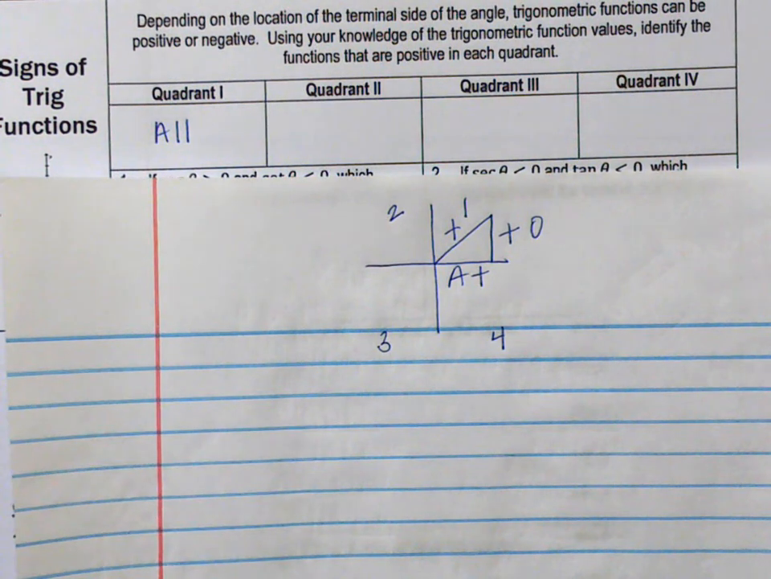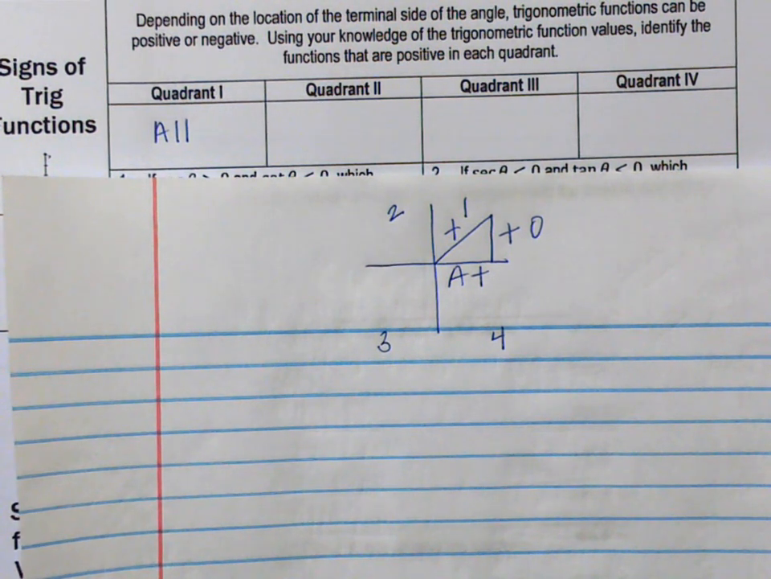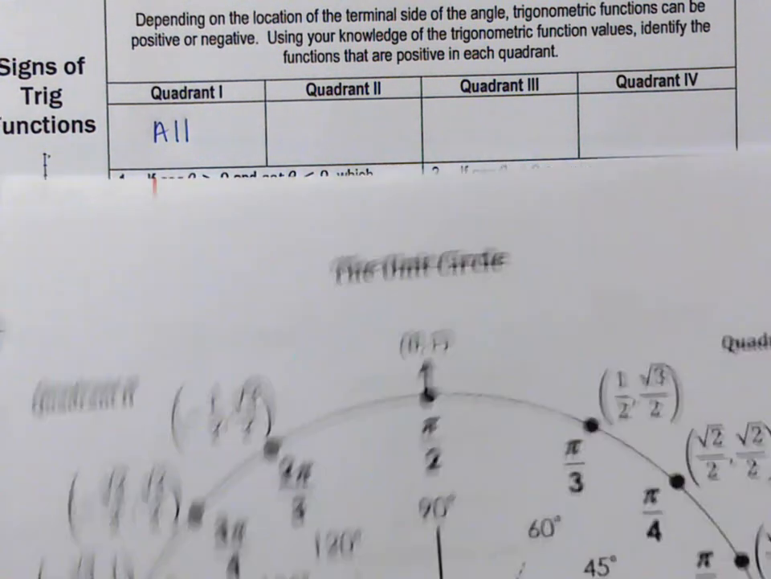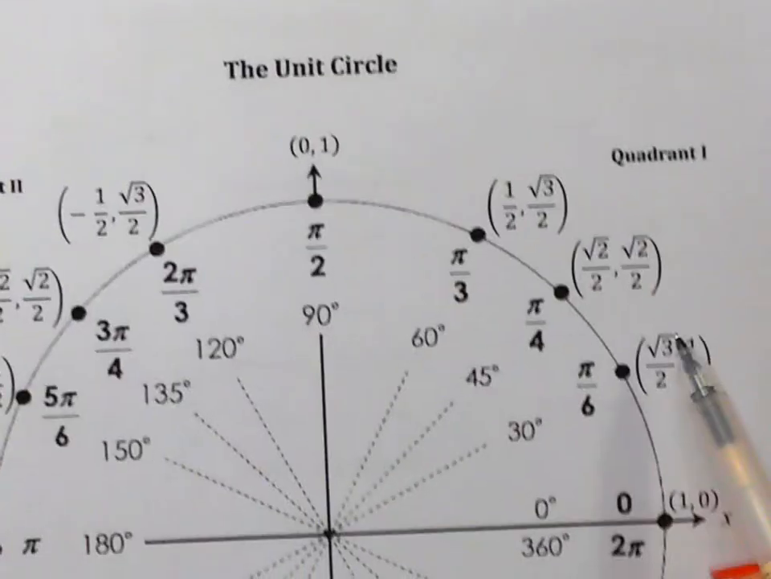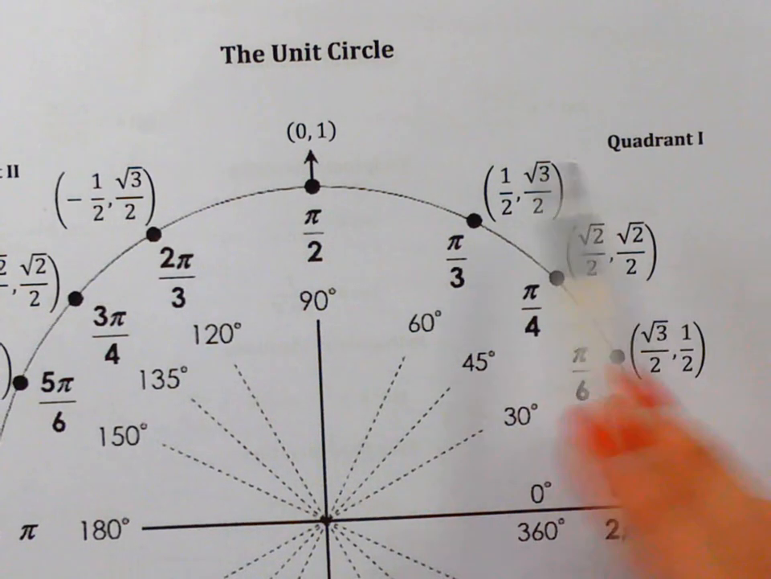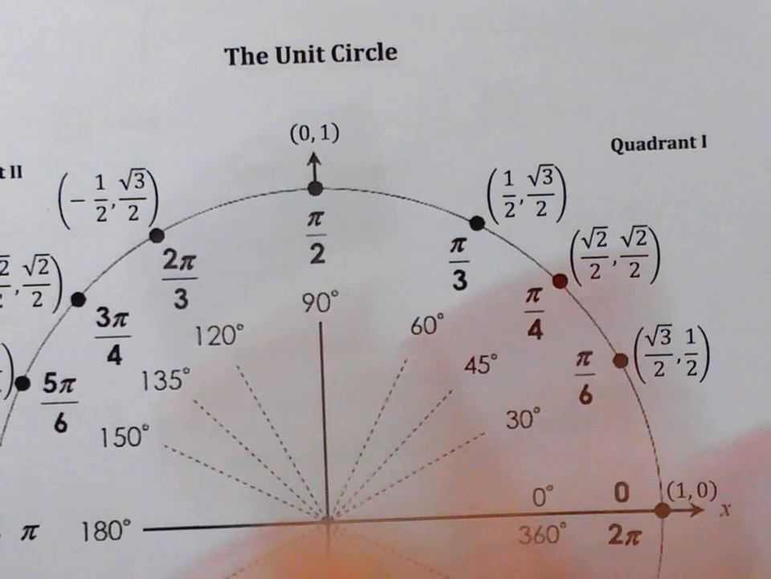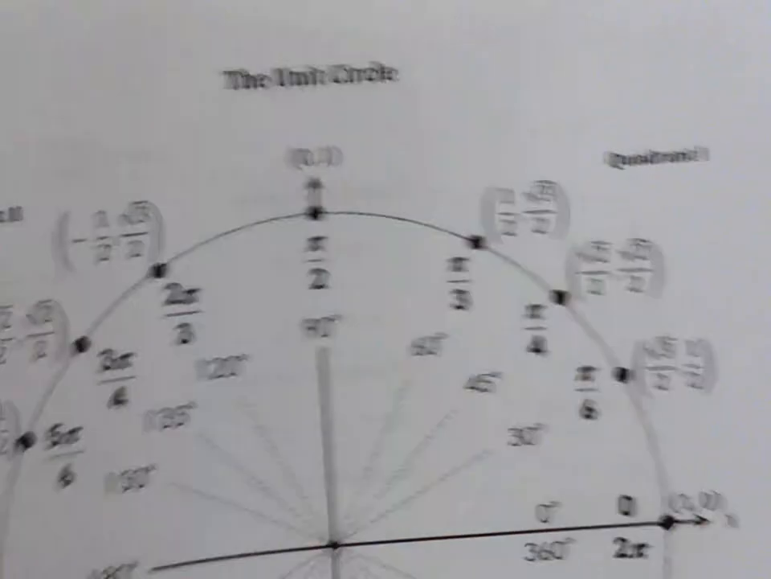And you can see that when you look at the unit circle. If you look at the unit circle, all of the coordinates are positive as well. So if you're thinking, okay, my x value is positive, my y value is positive for all of these in quadrant 1, then in this case, everything is positive.